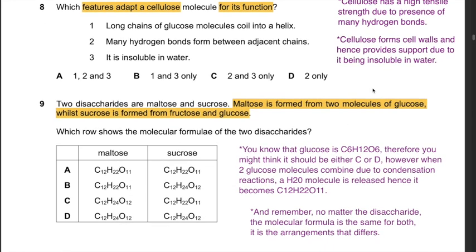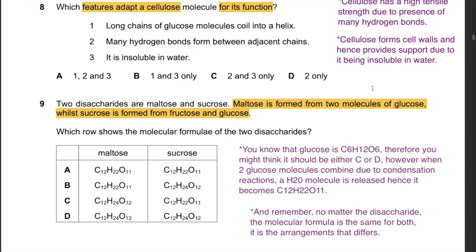Question 8. Which features adapt a cellulose molecule for its function? 1. Long chains of glucose molecules coil into a helix. 2. Many hydrogen bonds form between adjacent chains. 3. It is insoluble in water. What are the features of cellulose?